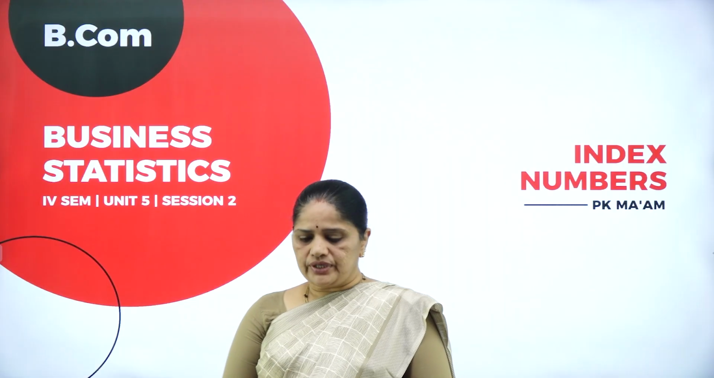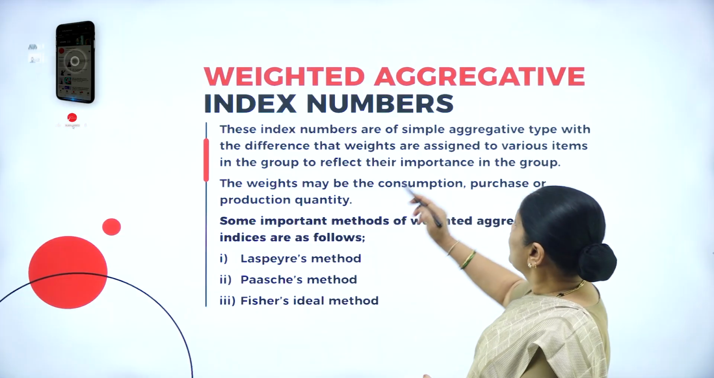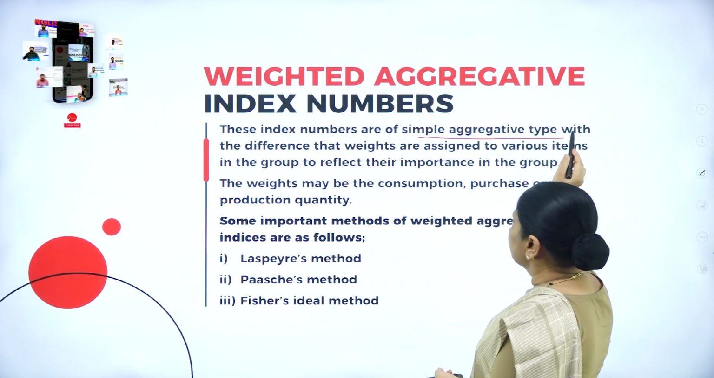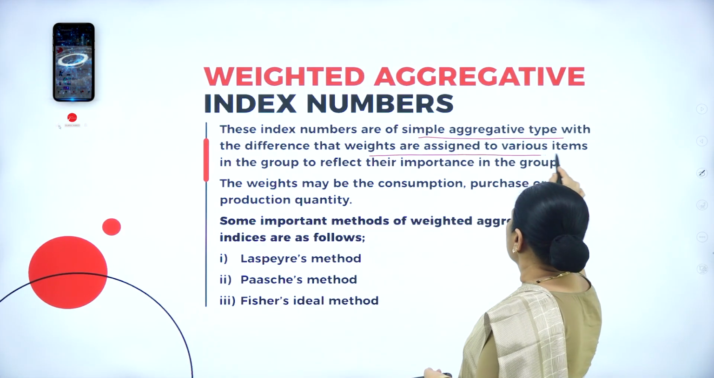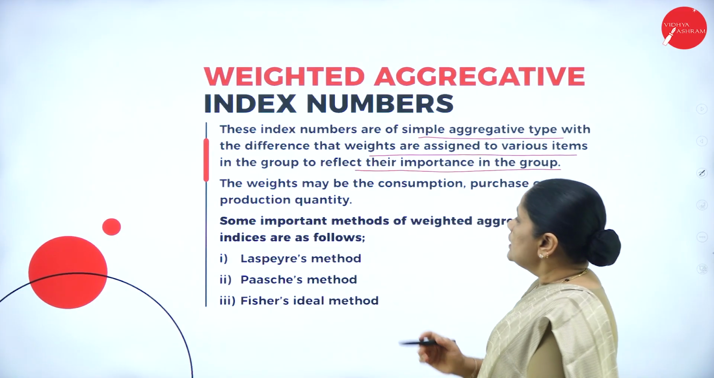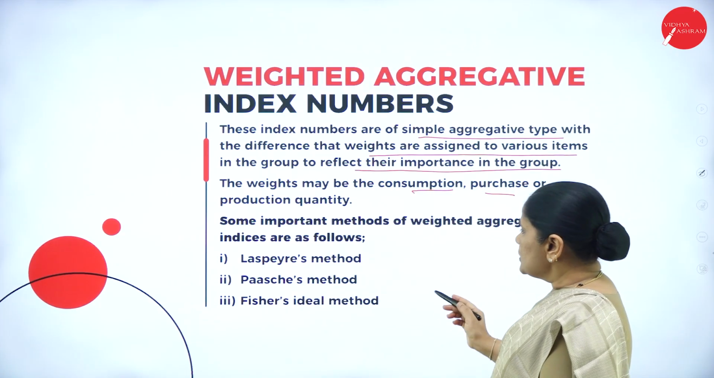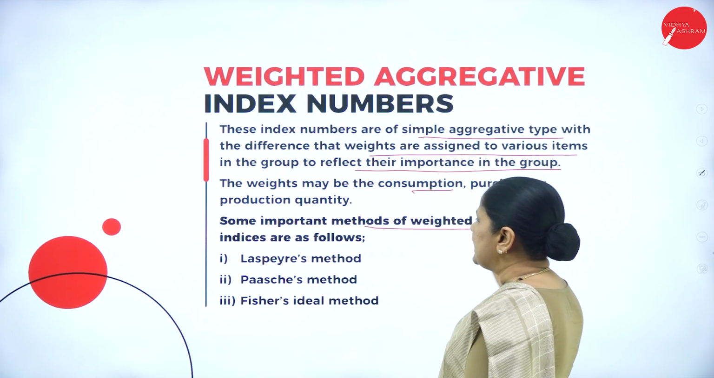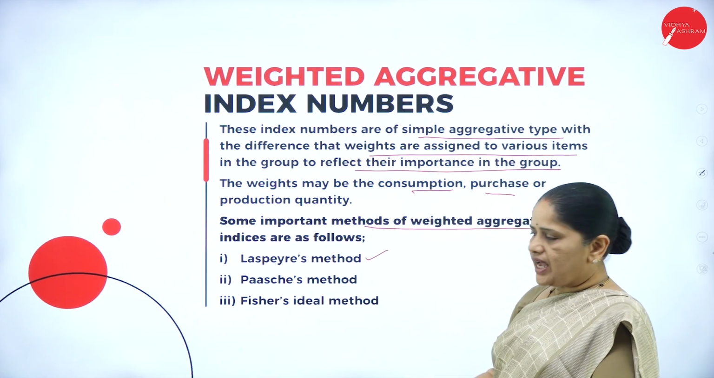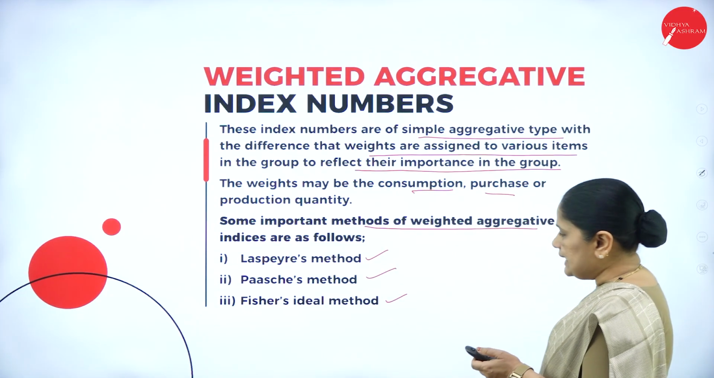In this session 2 of Unit 5, we will be discussing index numbers. Now in this, we will be discussing weighted aggregative index numbers. These are index numbers of the simple aggregative type, with the difference that weights are assigned to various items in the group to reflect their importance in the group. So the weights may be the consumption, purchase or production quantity. Some of the most important methods of weighted aggregative index numbers are as follows. For your syllabus, we have Laspeyres' method, Paasche's method and Fisher's ideal method.